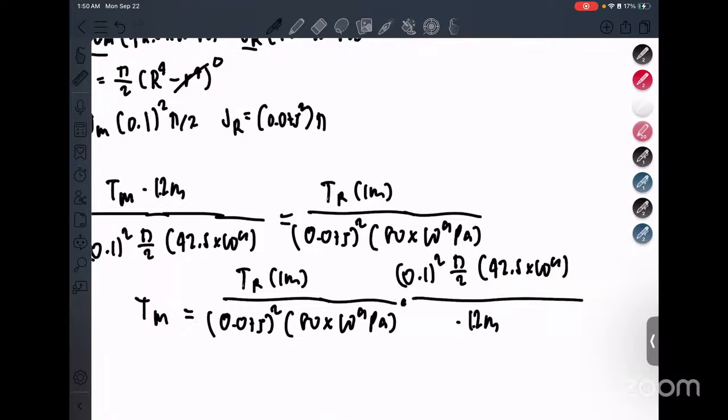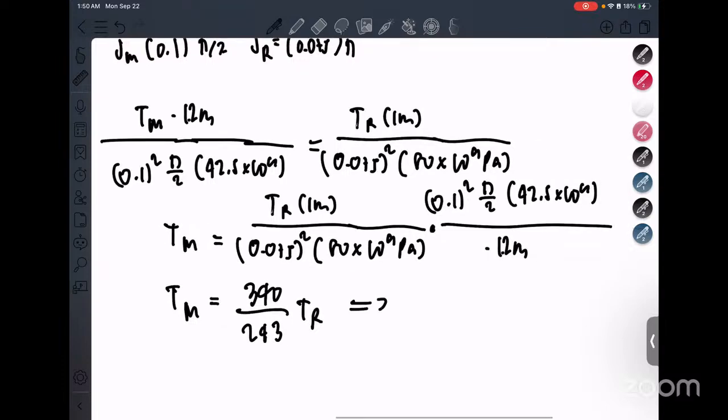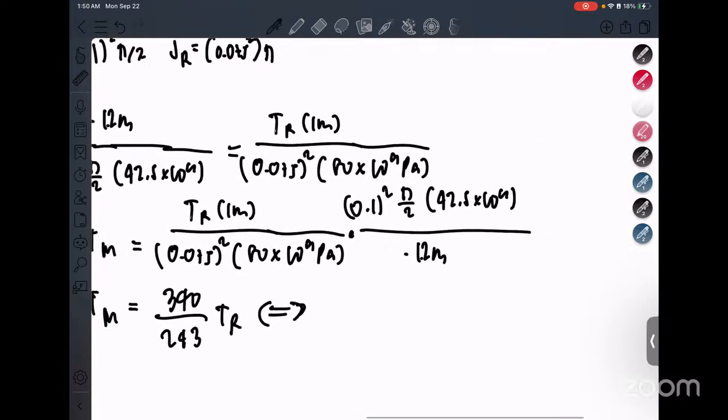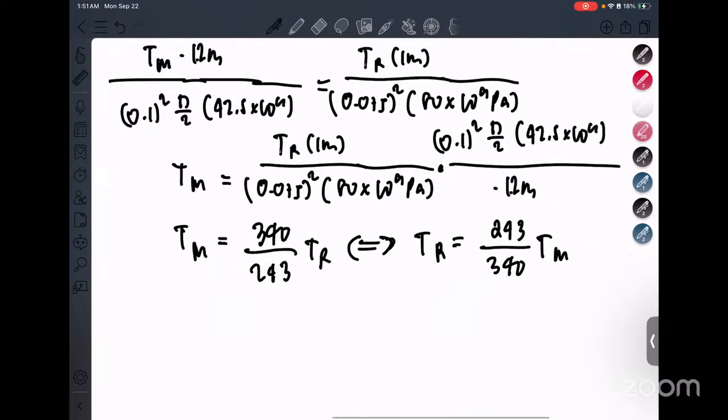Then, simplifying all of this using our calculators, we get that Tm is actually equal to 340 over 243 Tr. Maybe the reverse is more convenient, so we might as well get it while we're here. Tr is equal to 243 over 340 Tm. So now we have a relationship between the two.